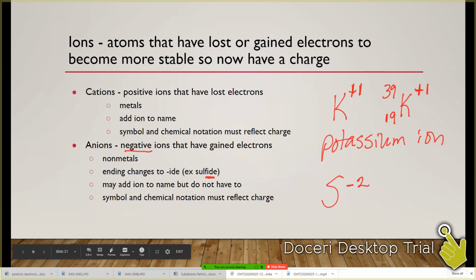Or if I wrote it in nuclear notation, atomic number 16, mass number 32, I still have to have that -2 to reflect that it's an ion. And this would be sulfide. And then you'd add ion to it. Or you don't have to, you can add ion. That would not make it incorrect, but you have to have at least the sulfide with the ending changed.